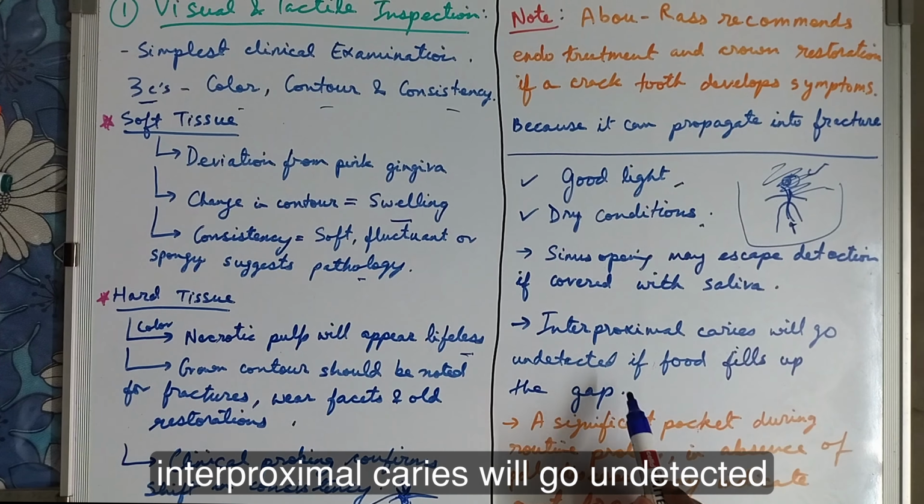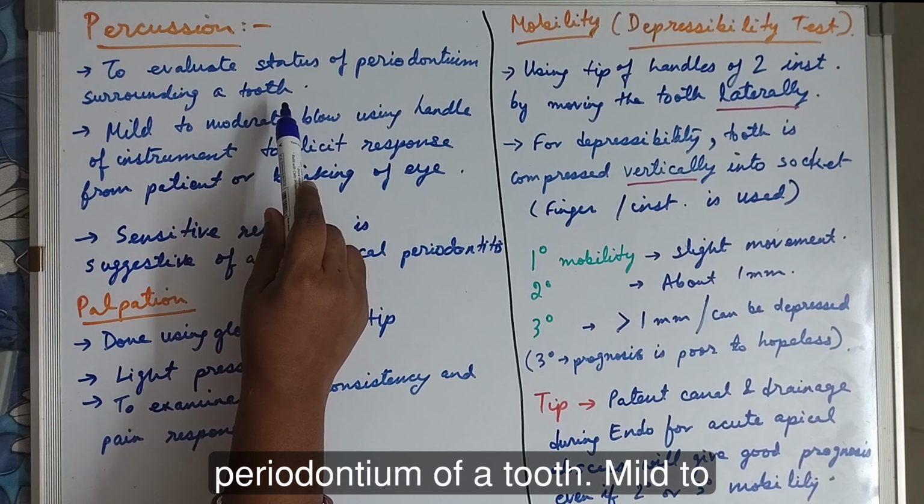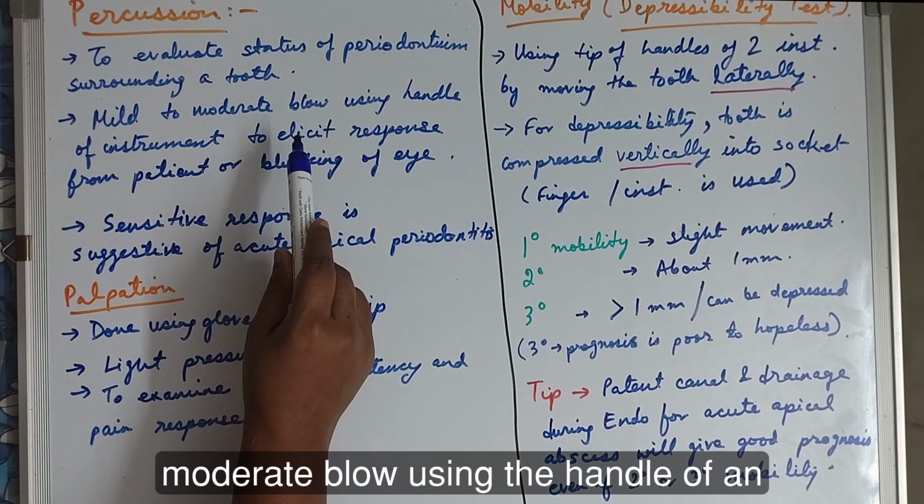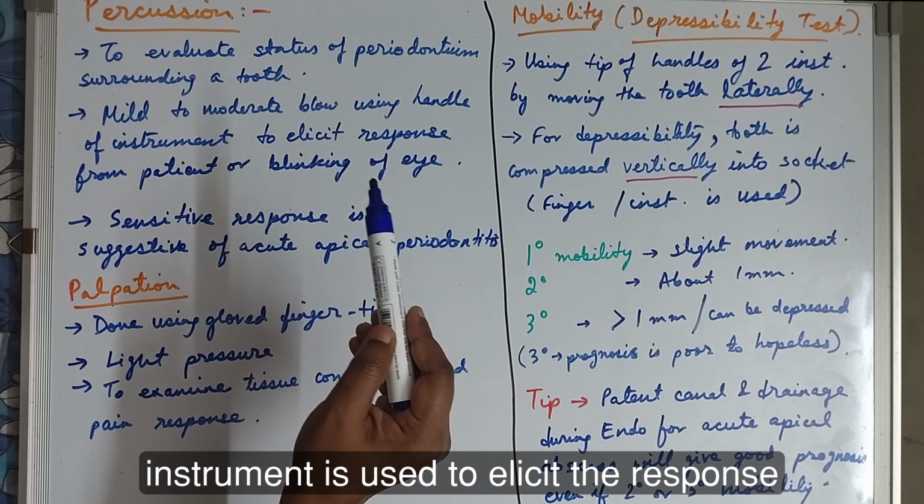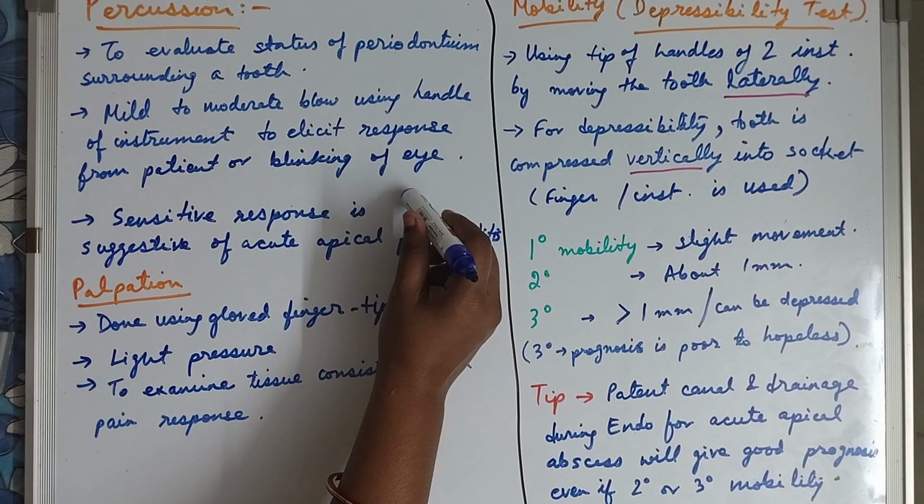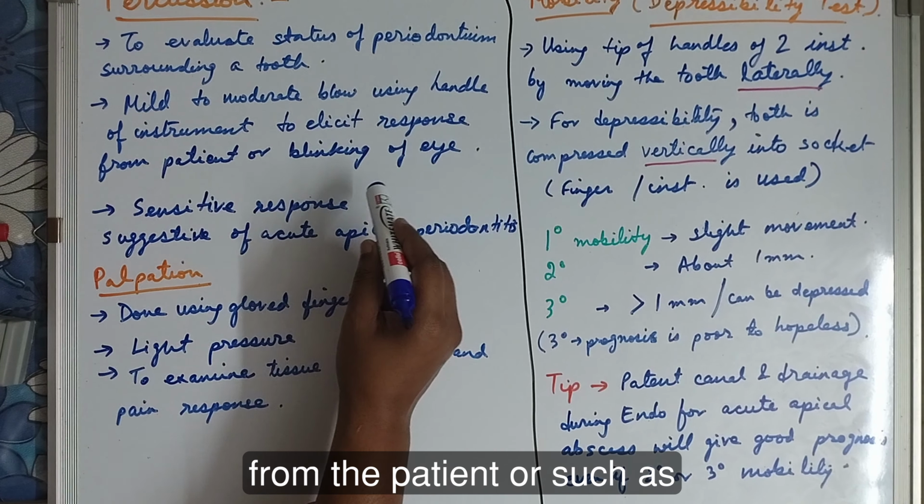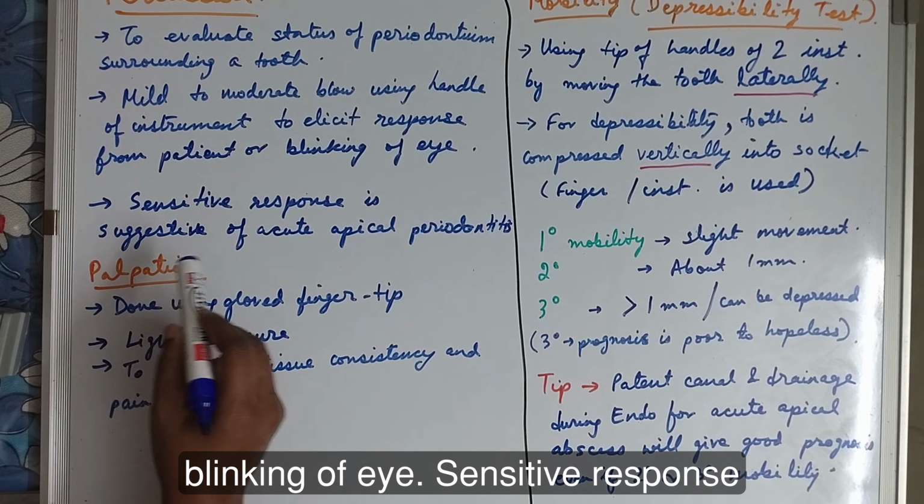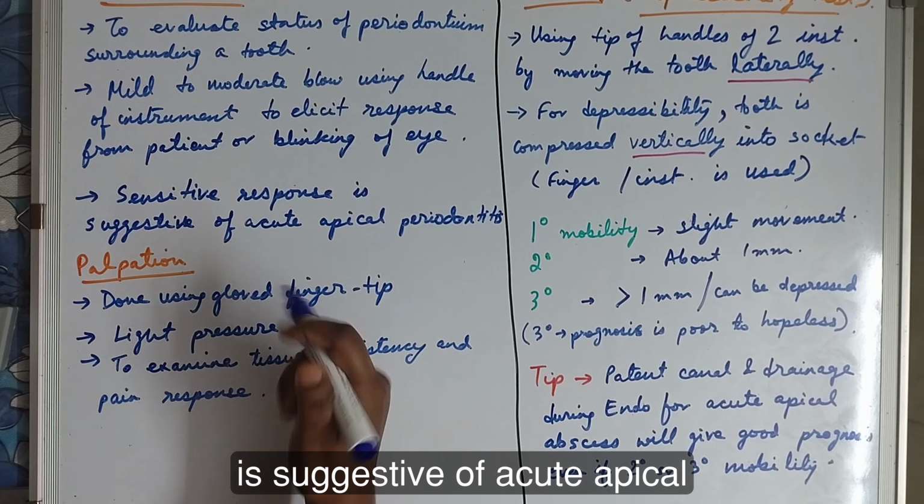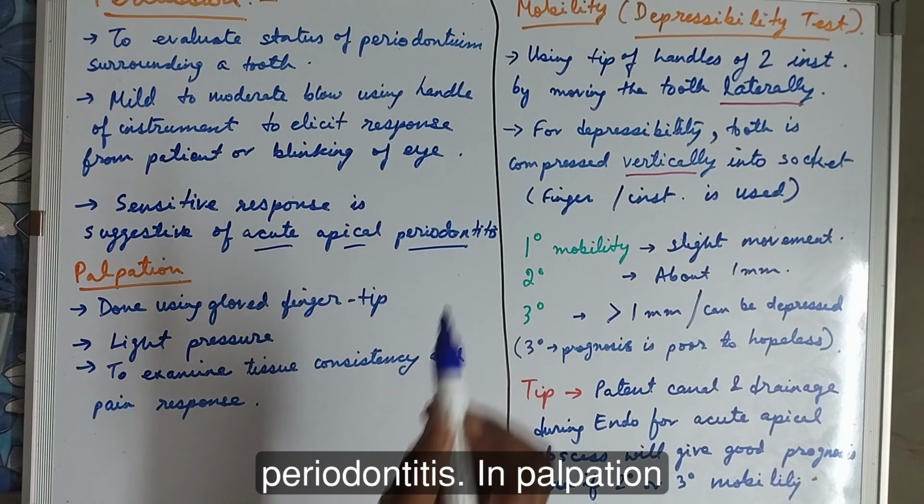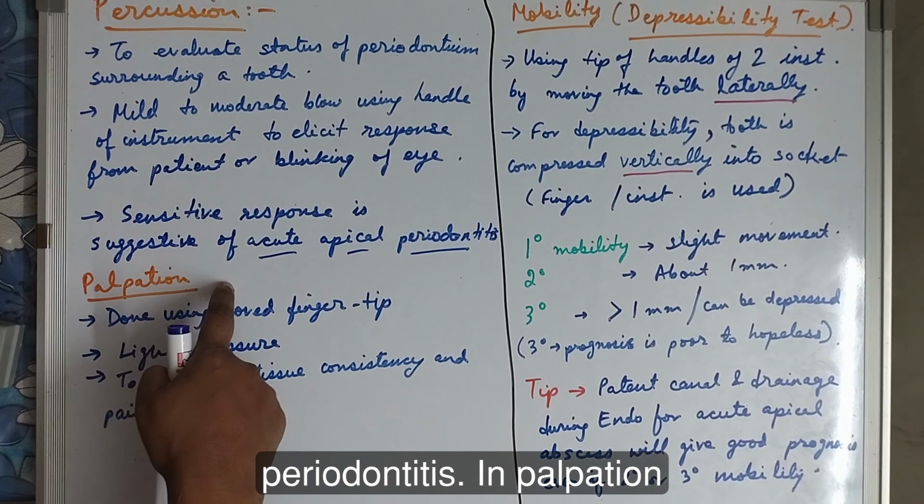Percussion is used to evaluate the status of the surrounding periodontium of a tooth. A mild to moderate blow using the handle of an instrument is used to elicit a response from the patient, such as blinking of the eye. A sensitive response is suggestive of acute apical periodontitis. Palpation is done using a gloved fingertip. Light pressure is applied, and it is helpful to examine the tissue consistency and the pain response.